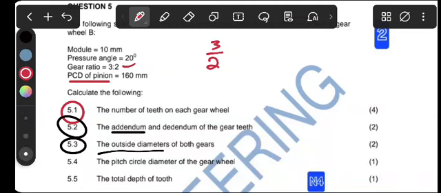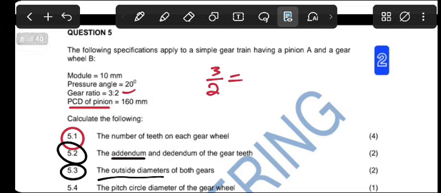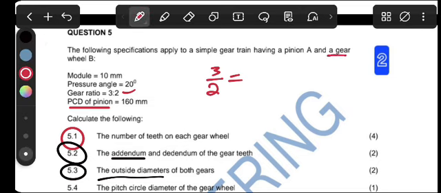So 3 is bigger than 2, so the pinion will be small. The wheel is bigger than a pinion. You must know that the wheel, gear P, will correspond with the gear P because it's a wheel. The wheel is big, the pinion is small, which is TA. This will correspond with that.